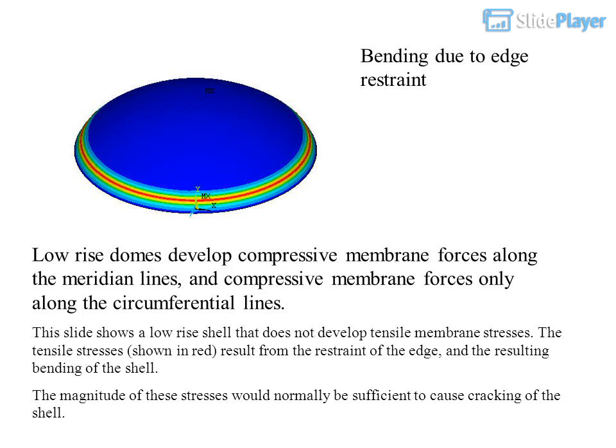Low-rise domes develop compressive membrane forces along the meridian lines, and compressive membrane forces only along the circumferential lines. This slide shows a low-rise shell that does not develop tensile membrane stresses. The tensile stresses, shown in red, result from the restraint of the edge, and the resulting bending of the shell. The magnitude of these stresses would normally be sufficient to cause cracking of the shell.